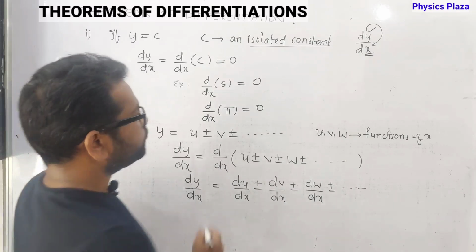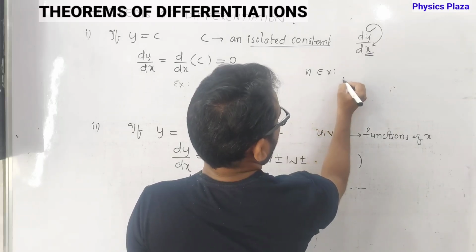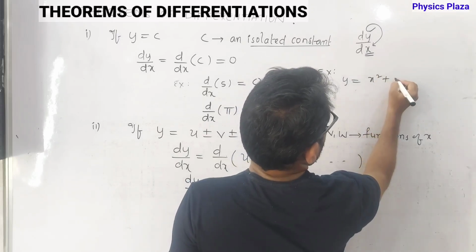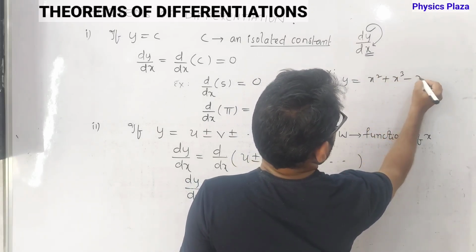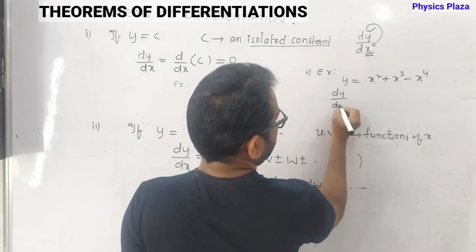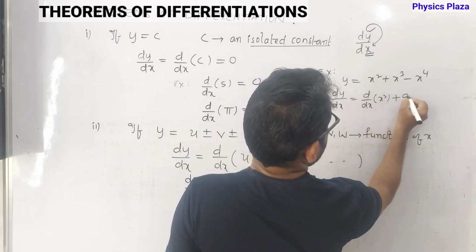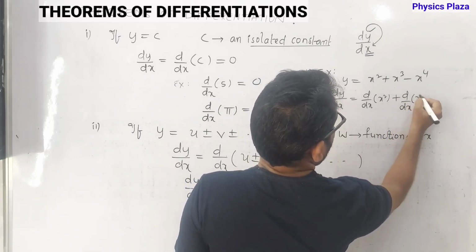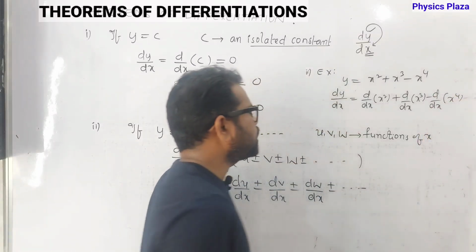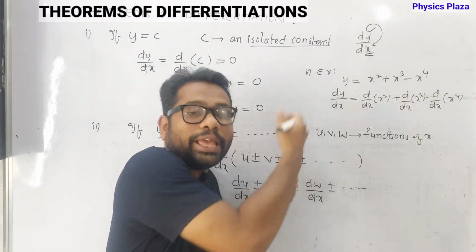Let me give an example for this. For example, y is equal to x square plus x cube minus x power 4. Then dy by dx can be written as d by dx of x square plus d by dx of x cube minus d by dx of x power 4. Of course, how we calculate d by dx of x square and x cube, we will see, but this is how we can expand it.